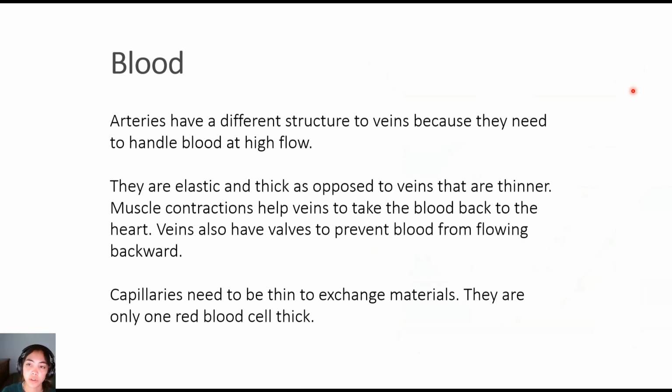So with our different types of blood vessels, they do have a different structure to allow them to be able to do their purpose, right? So for our arteries, they're actually thick and elastic as opposed to veins that are thinner. These muscle contractions help veins to take the blood back to the heart. Veins also have a valve, right, to stop the blood from flowing backwards.